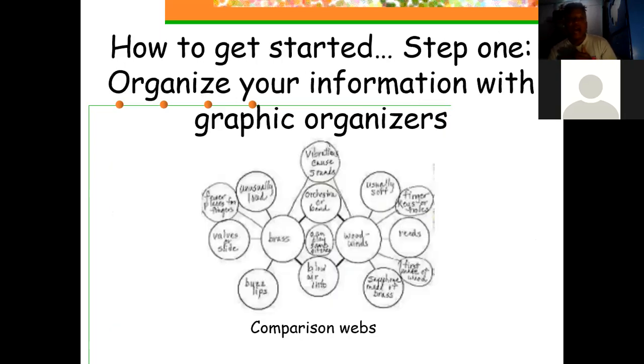Okay, how to get started. What is the first step? Well, we have different steps. In the first step, organize your information with graphic organizers, right? You can organize your information with a graphic, for example, a comparison web, where you can write on paper your ideas about the two topics, the two subjects you are going to write about, right?